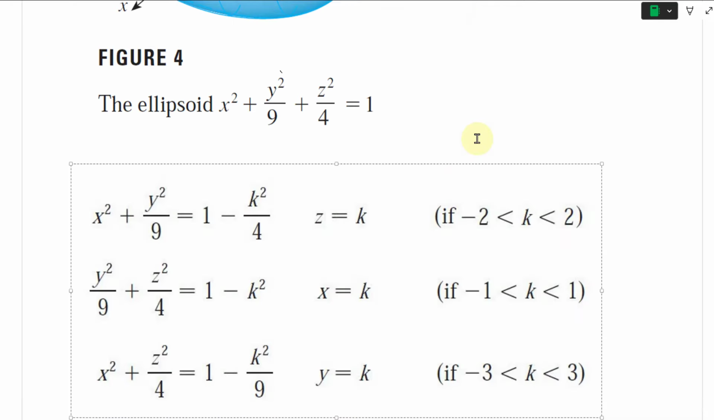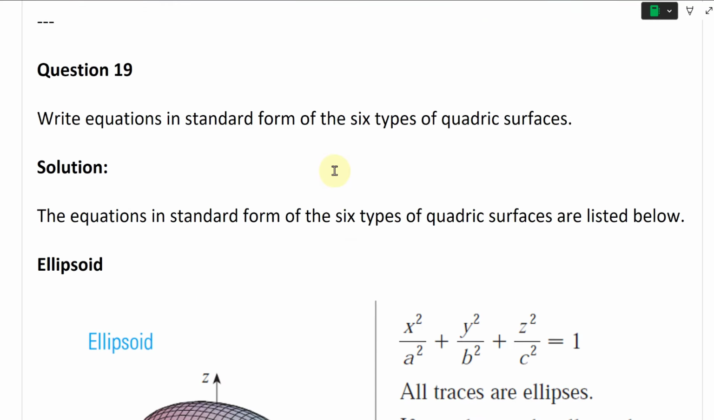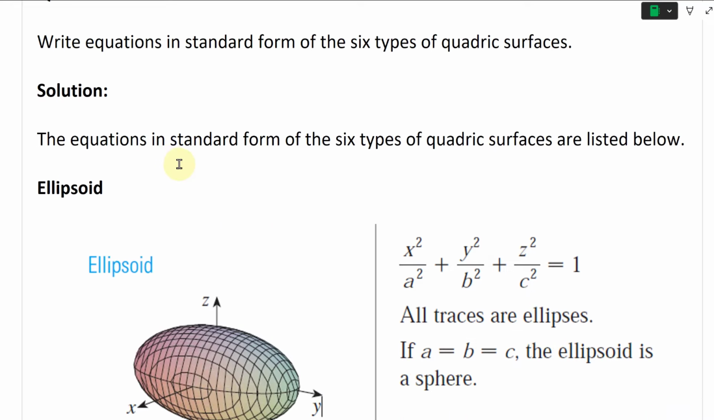All right, so now let's continue further and look at question 19. This one states, write equations in standard form of the 6 types of quadric surfaces. Let's just dive right into this. Solution: the equations in standard form of the 6 types of quadric surfaces are listed below.